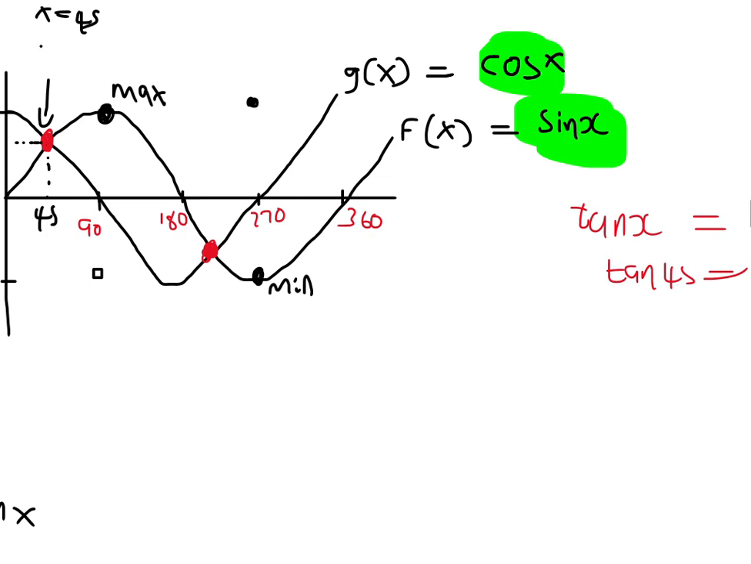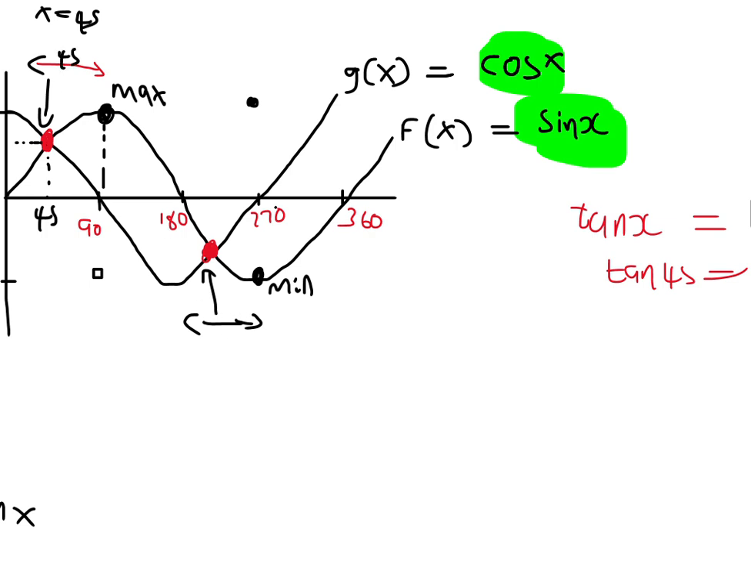So the distance from this intersection to the maximum is the same as the distance from this intersection to the minimum, because the graphs are symmetrical, right? Meaning they're identical above and below. So if this point here is 45 and this one is 90, to move from the intersection to the maximum, we've moved a distance of 45.